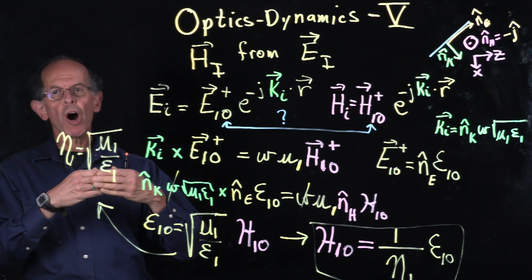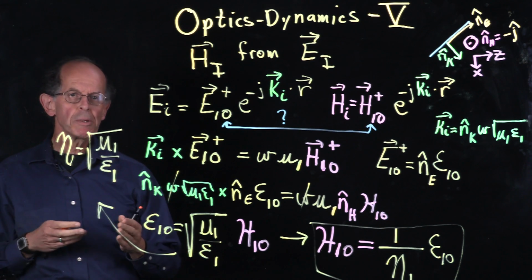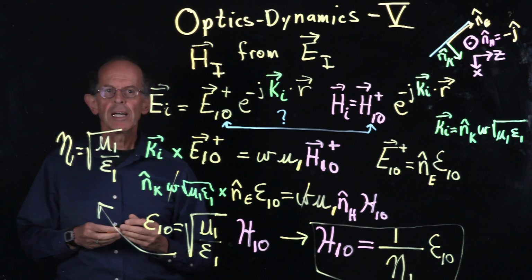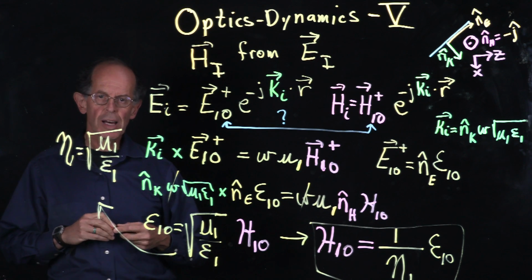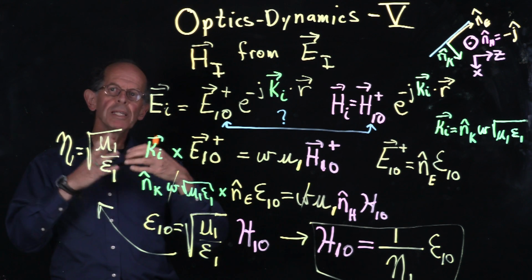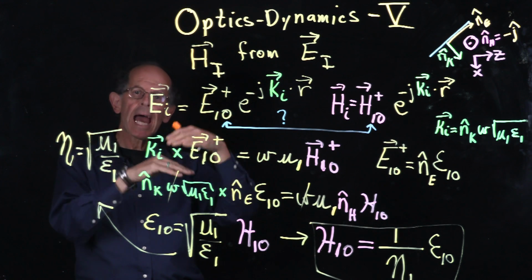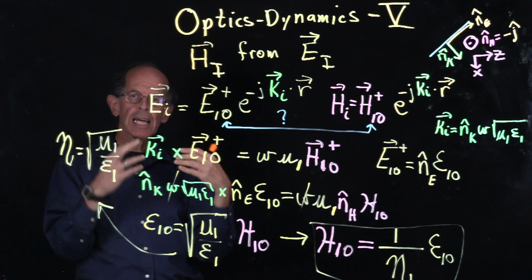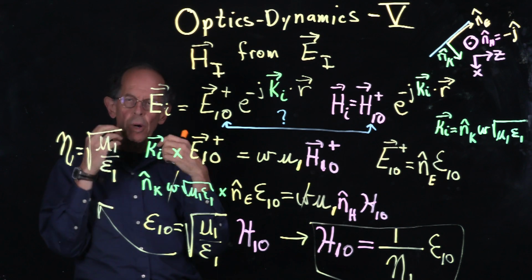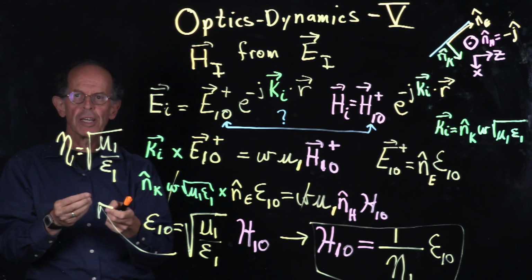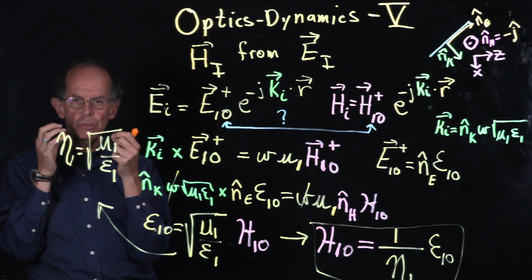We can put it all together and we can summarize it, but before we do that, let's do this as an exercise. Let's see how we can match all the E's and H's appropriately at the boundary and get the result that we want. What are the dynamics associated with reflection and transmission?